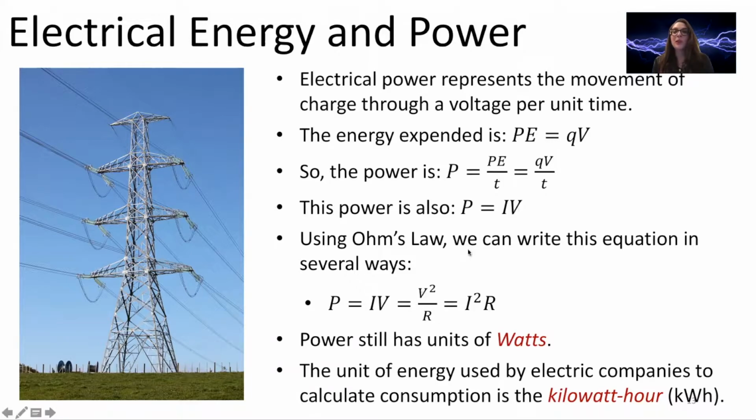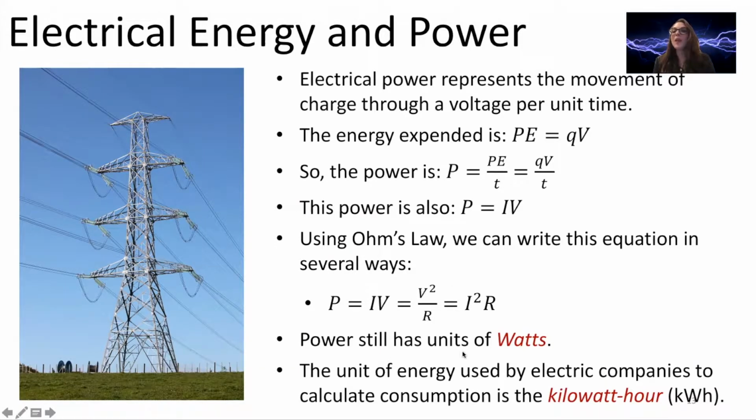Now for this one here, if V is equal to IR, then I is equal to V over R. So we replace this current with V over R. So we have V over R times V, so then that becomes V squared over R.